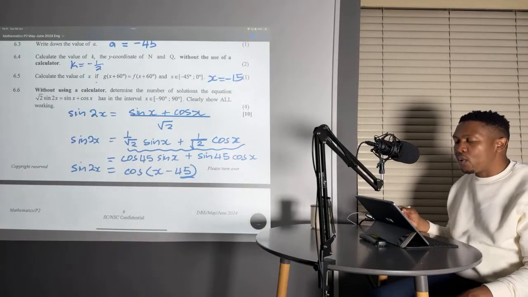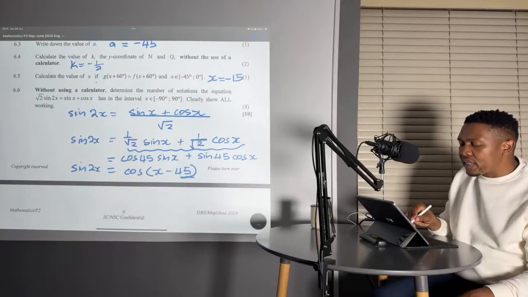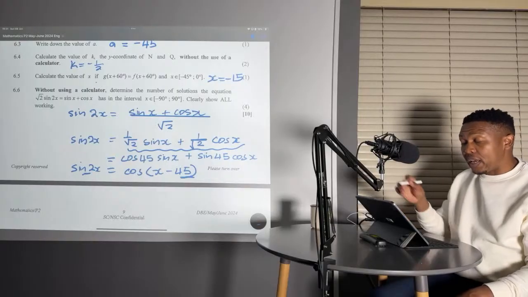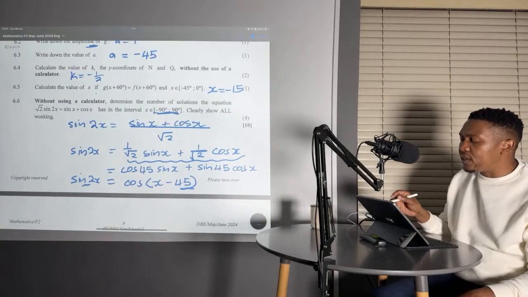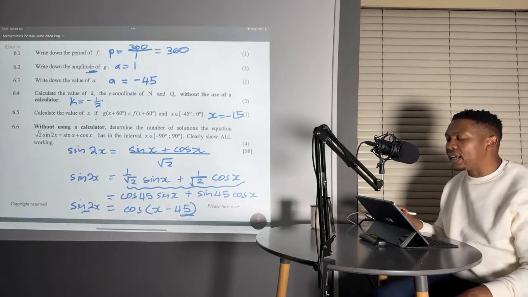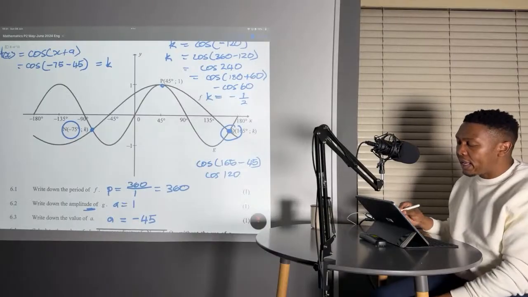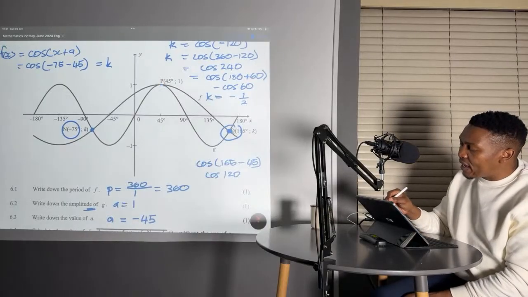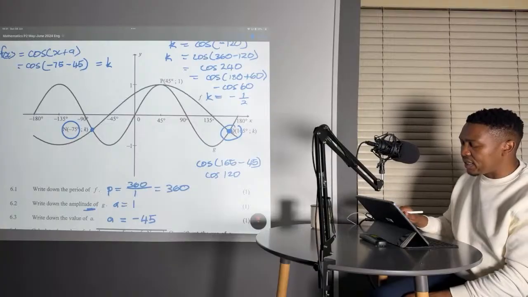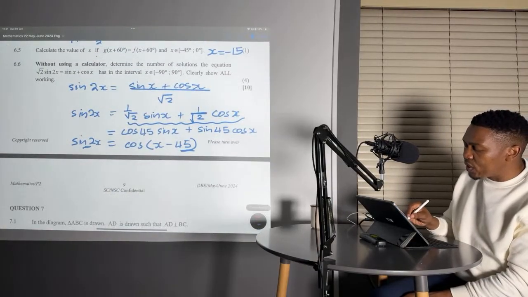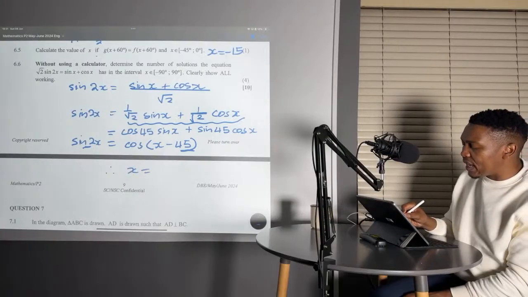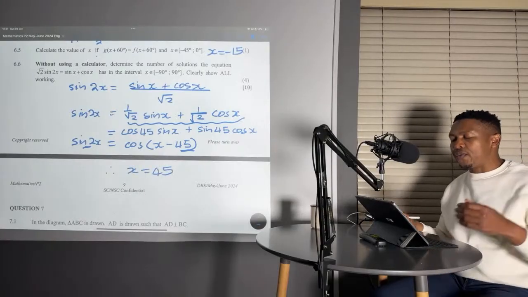So essentially, what are they asking me? Where is the sine graph, this sine graph that's there, equal to the cos graph between negative 90 and 90? I go to my solution there. It is definitely at x is equal to 45. So therefore, our solution in that case is x is equal to 45 degrees.